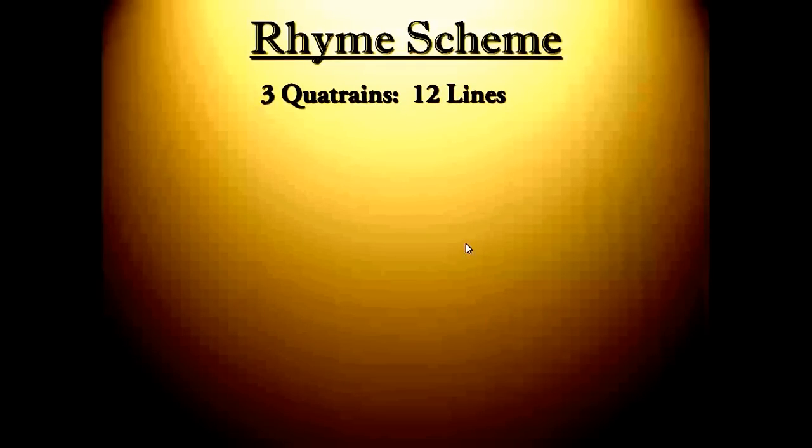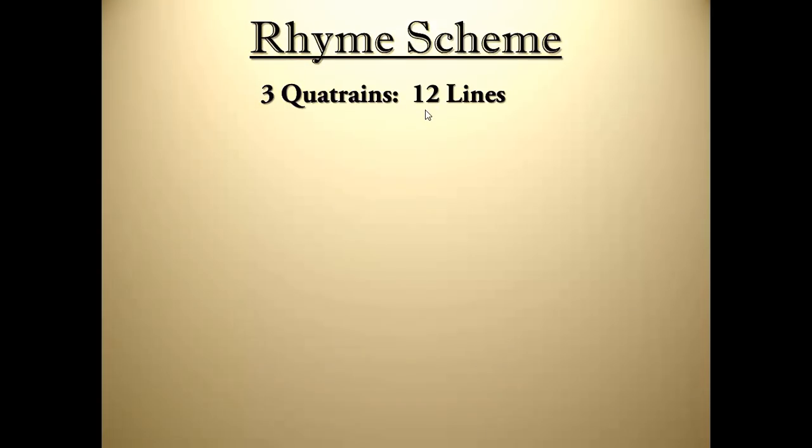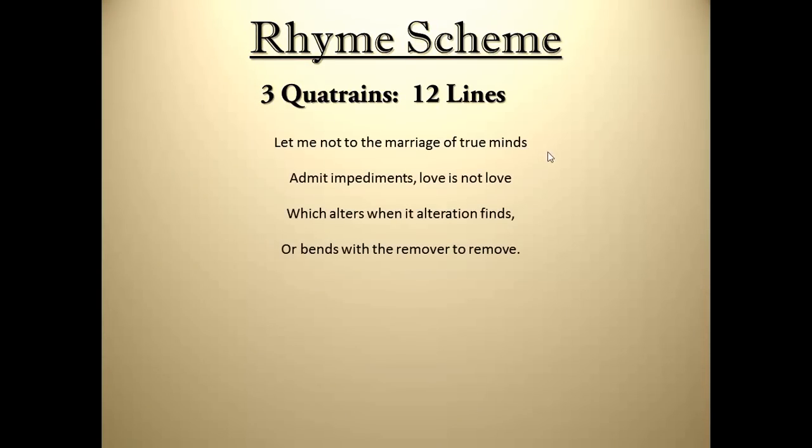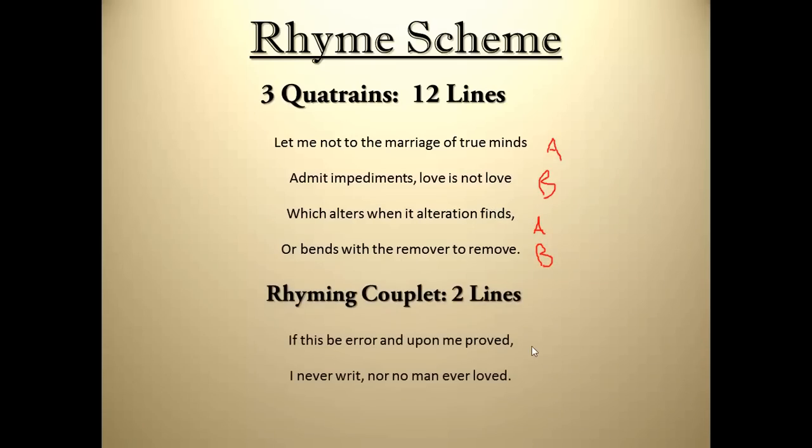The rhyme scheme of a Shakespearean sonnet is made up of 3 quatrains, 4 lines each with a total of 12 lines, with a rhyme scheme of A, B, A, B. Following the 3 quatrains is a rhyming couplet of 2 lines with a rhyme scheme of A, A. Therefore, with the 12 lines of the 3 quatrains and the 2 lines of the rhyming couplet, a Shakespearean sonnet has 14 lines.